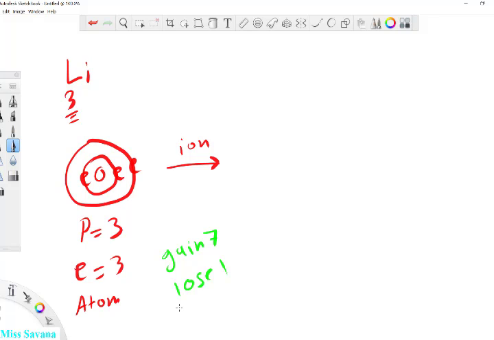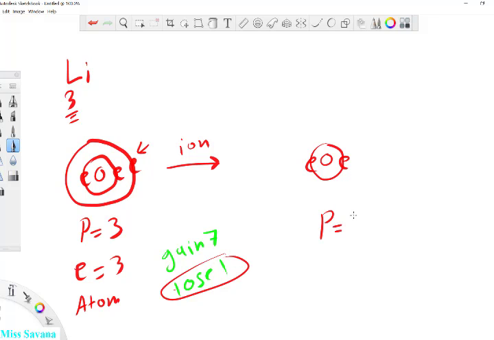Think about it from the power point perspective. What was easy for the atom? Is it easy for her to gain 7 electrons or to lose just 1? What do you think? Definitely the best way is to lose this electron, so the lost one is actually the correct one. So let me do it. 1, 2. So now this is the lithium ion.